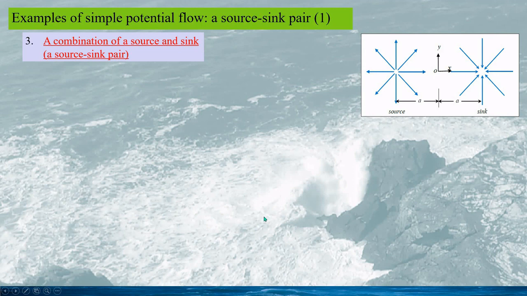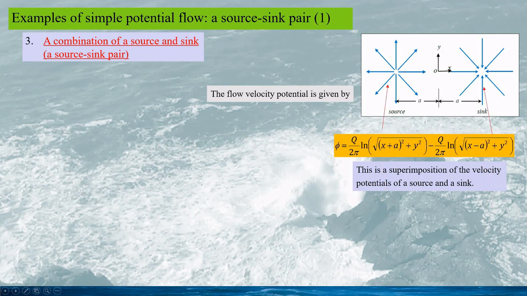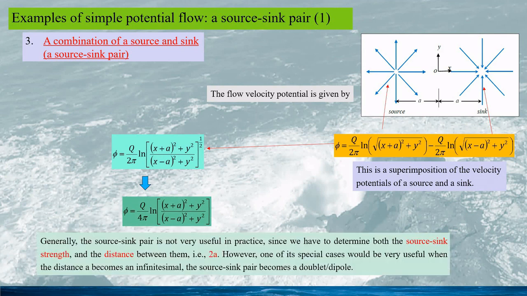In this slide, a combination of a source and a sink pair is studied. So simply, the total velocity potential function is given by the sum of the velocity potential functions of the source and the sink. So we can write the potential function as this. Generally, the source-sink pair is not very useful in practice, since we have to decide both the source-sink strength and the distance between them. However, one of its special cases would be very useful when the distance a becomes infinitesimal and the source-sink pair becomes a doublet or a dipole.